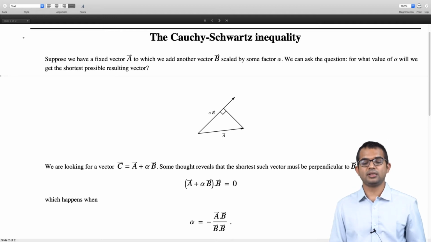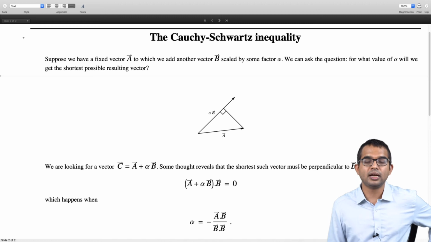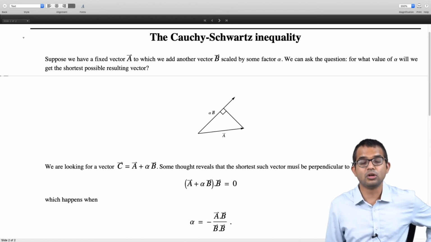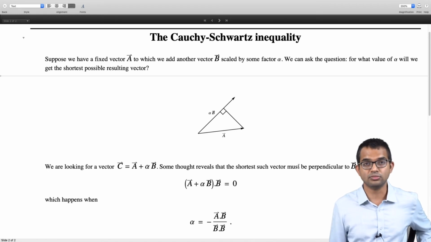Now, so here is the argument. You find the smallest possible vector, and even for the smallest possible vector, the magnitude must be greater than or equal to 0, right?